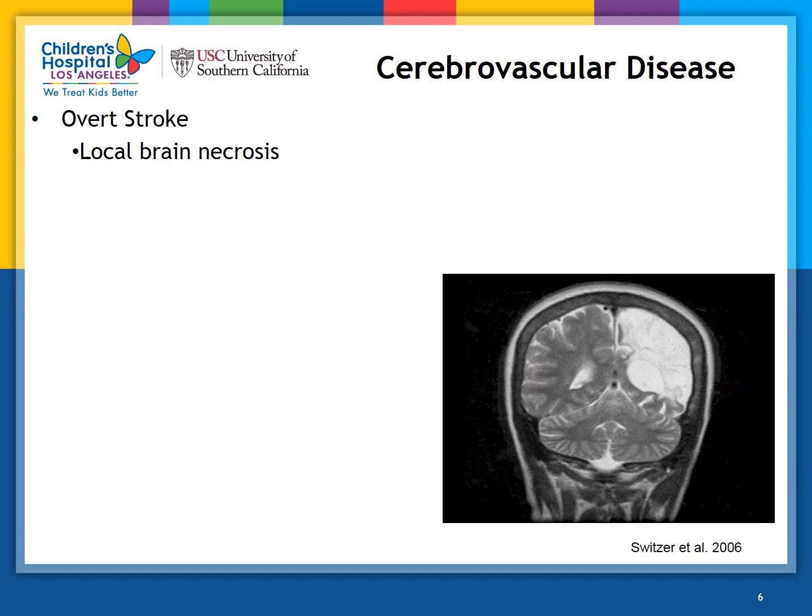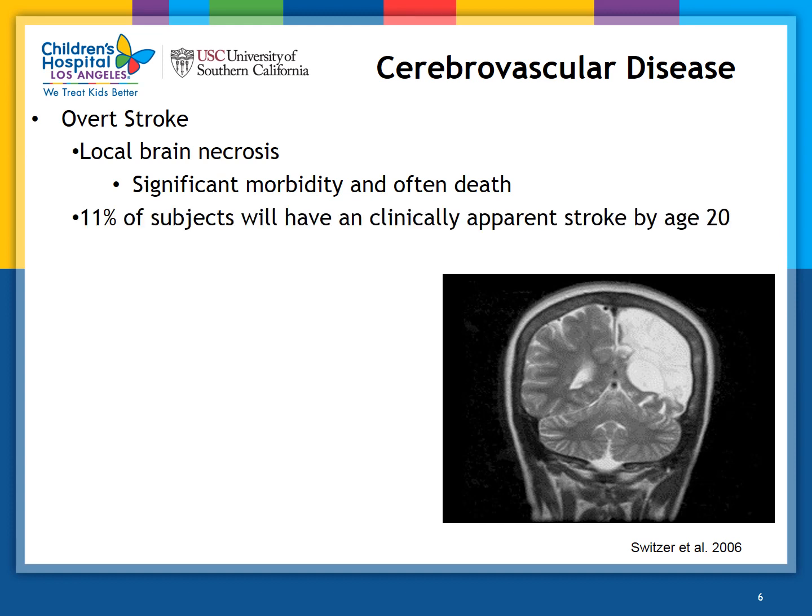Perhaps the most devastating complications, however, are those that occur in the brain, in particular stroke. Stroke results from a lack of tissue blood supply or ischemia that leads to localized brain necrosis. Overt stroke, as seen in this T2 weighted image on the right, often causes significant morbidity, including paralysis or even death. Historically, about 11% of children with sickle cell disease will have suffered a stroke by the age of 20. As a result, this is the most commonly occurring pediatric stroke population.